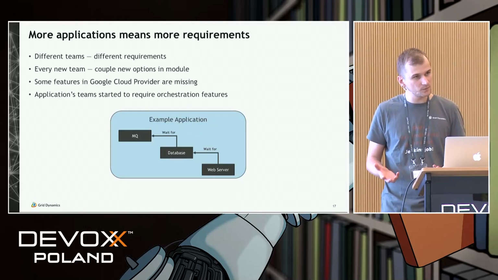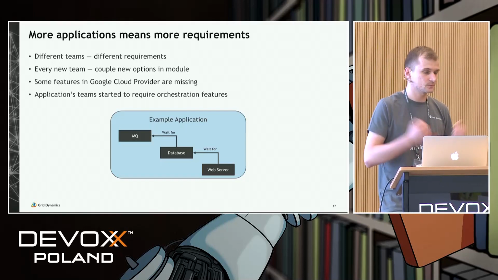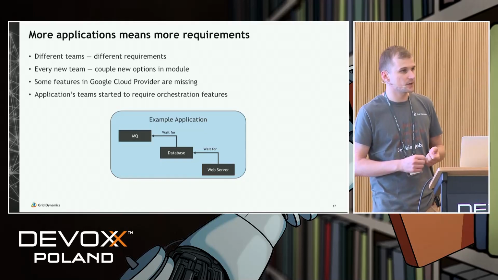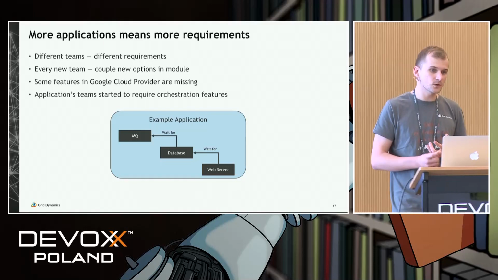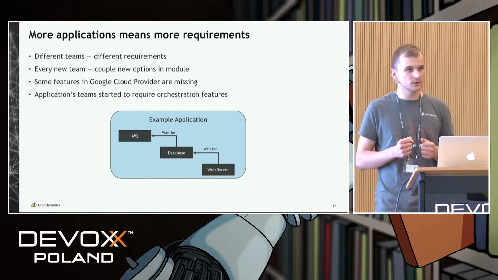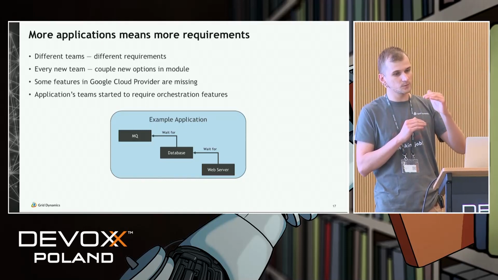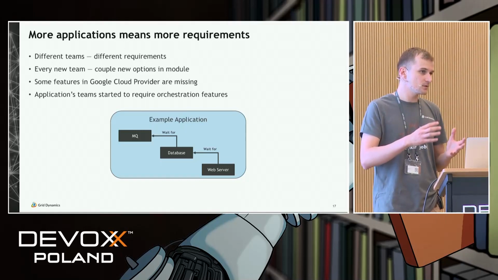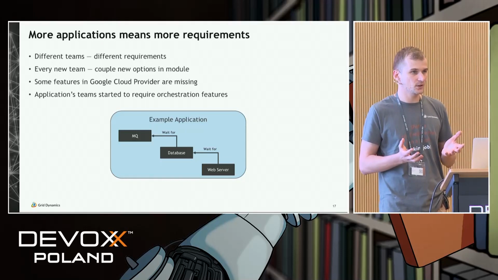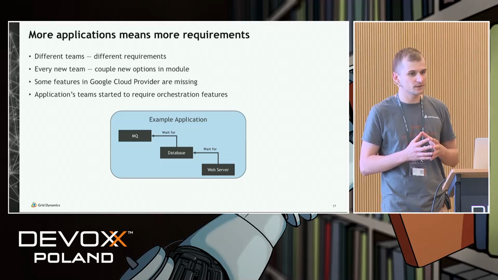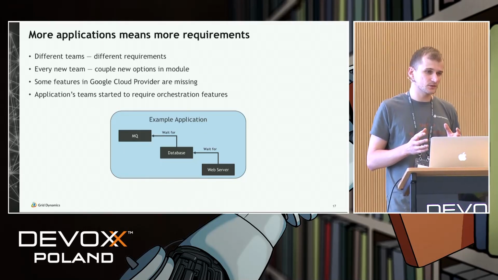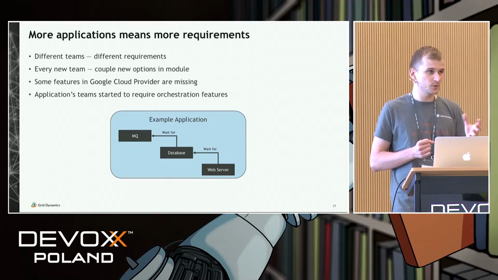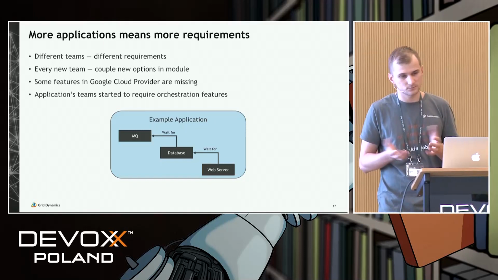And more application teams means more requirements. What a surprise. So, different teams, different requirements, because nobody wants to change their habits. Every new team created a couple of new options in the module. So imagine that we started with a small, sleek module with 5 options, and we ended with the same module, but having 30 options. It's really hard to maintain such a thing, and kind of useless, because the only team which will use part of those options will be your team, not other teams, which is, well, strange.